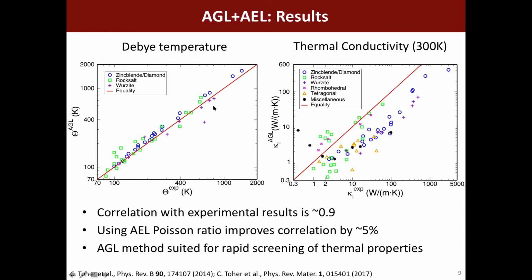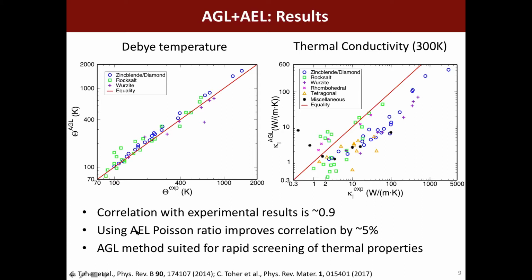Generally speaking, even if it doesn't get the exact right value, it's still pretty useful for determining trends and identifying materials that are potentially very high or very low thermal conductivity, for example. So it's quite suitable for rapid screening, because Marco will show you in the next session how to calculate these things more accurately, but it's more computationally expensive, especially for more complex materials.